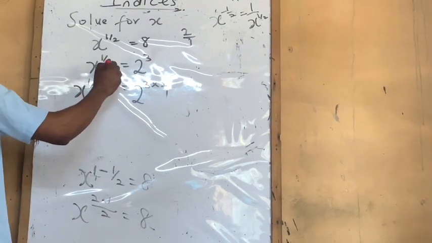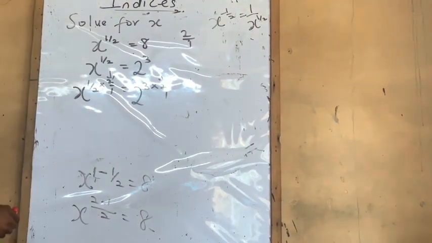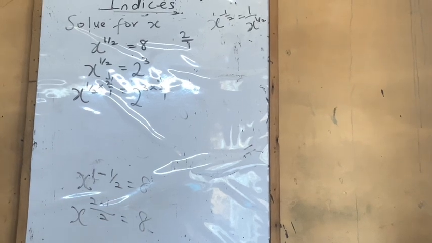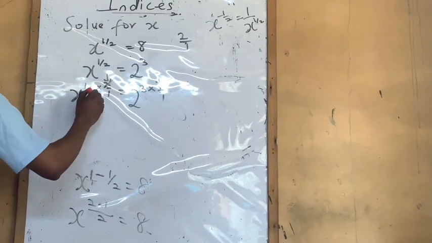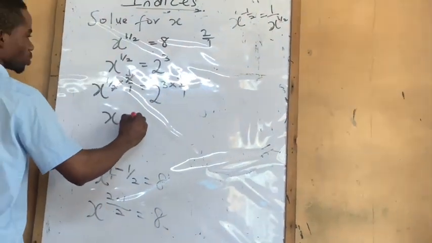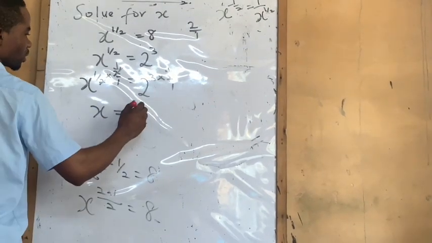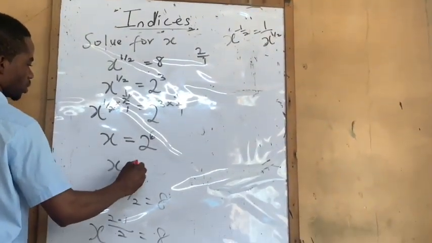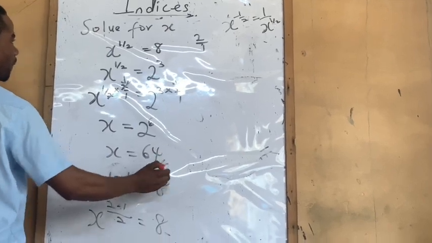The inverse you use here, you are still going to use it for the other side. That's how it goes for every one. These two cancel. That means x equals 2 to the power 3 times 2, that is 6. 2 raised to power 6, that is 64.